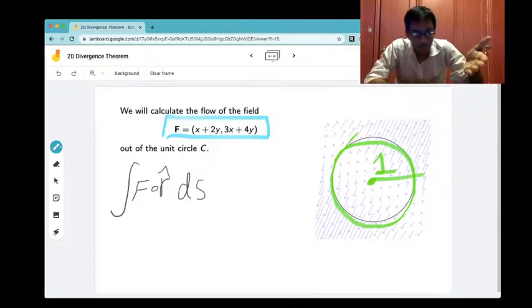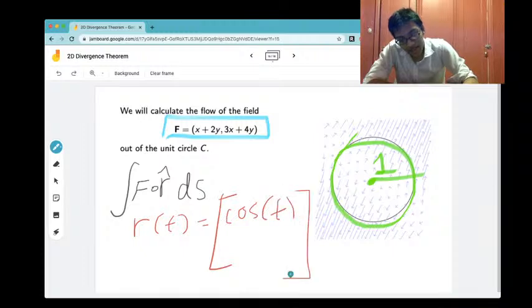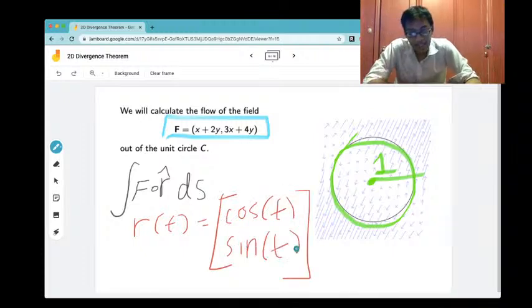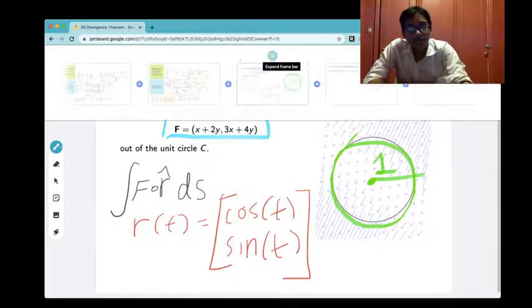first of all, we have to parameterize the circle, right? That's what I'm thinking. I'm not sure if this is 100% right, because I've never done this problem, but I know that I can write r of t. Can I parameterize it in terms of t? Perhaps. Since it's a unit circle, I'll just have cosine of t as my x component, and sine of t as my y component.